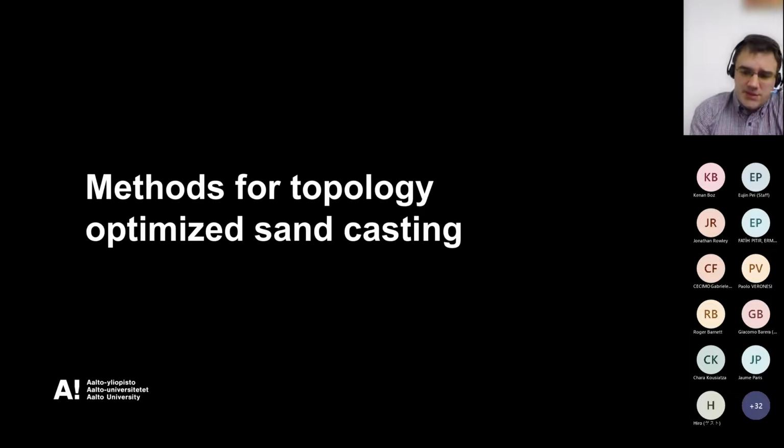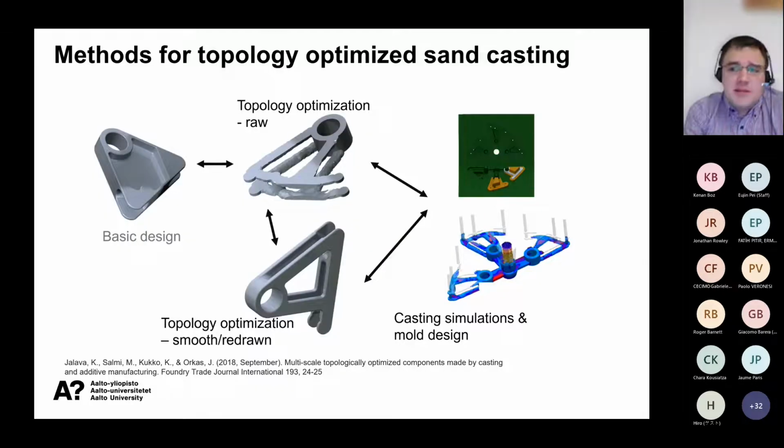And then let's quickly look at the topology optimized sand castings. So basically you can 3D print sand molds, and this is a case study about a suspension linkage from a Formula Student car, which has a basic design which was optimized as lightweight as possible for the normal casting process. But then, okay, maybe we can make a topology optimization. We get the raw results, and then we get this. We can smooth that or redraw the component.